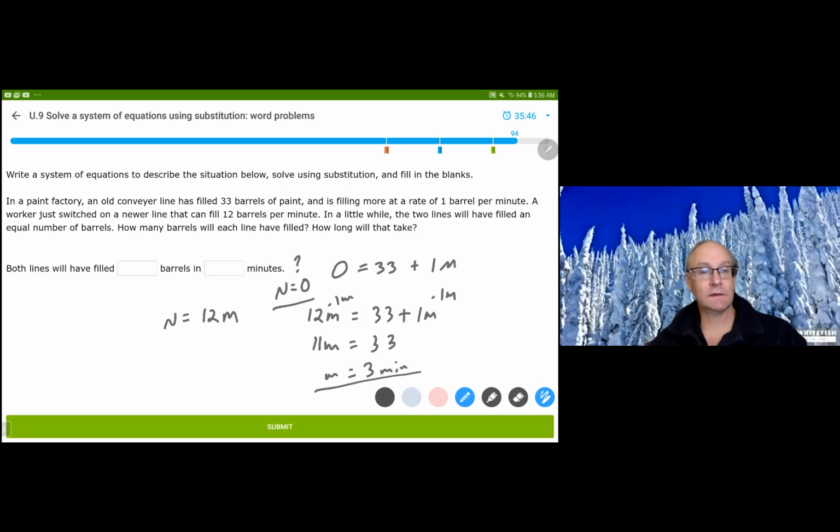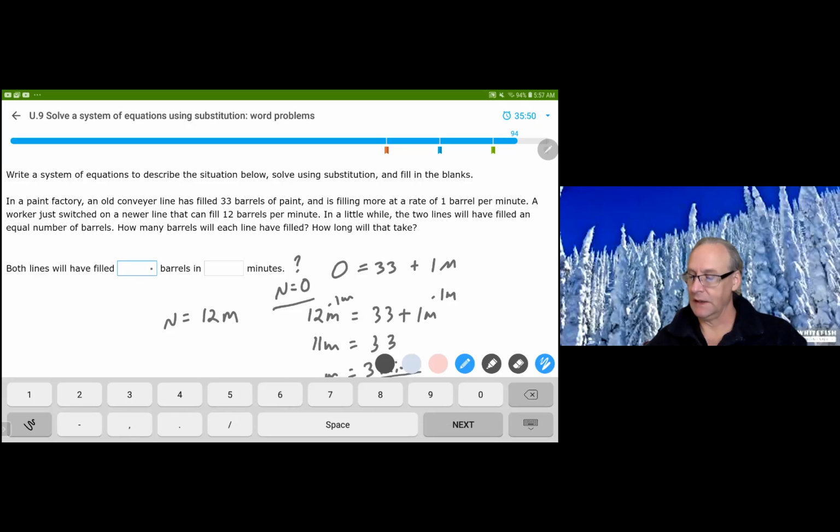Doesn't take long. Both lines will have filled how many? Well, it's been 3 minutes, which makes 36 barrels for the old line, and 3 minutes will make 36 barrels for the new line. That's 36 barrels in 3 minutes.